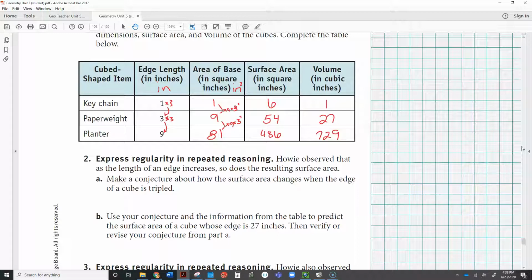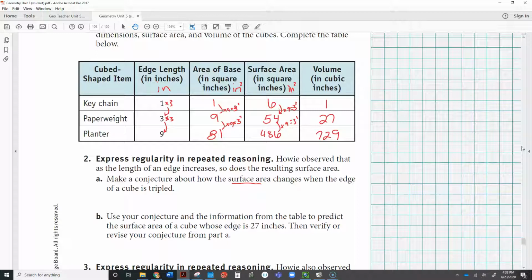Let's see how this changed. I'm supposed to be looking at the surface area. How did this change? 6 times 9. This one was also times 9. And so it's the same relationship because this is inches squared. So that would be 3 squared. All right, so they wanted me to make a conjecture about how the surface area changes.